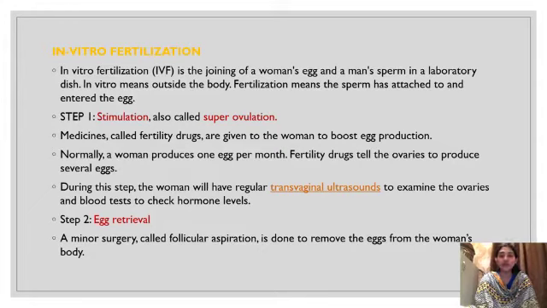Once superovulation is done, the egg retrieval procedure, which is step 2, is performed. What is done? A minor surgery is done to remove eggs from the woman's body, because now these eggs will be required for fertilization. And just because it is in vitro, fertilization will take place outside the body, so the eggs need to come out of the body, and they will only come out by a minor surgery. Here, the minor surgery is known as follicular aspiration. So from the follicles, the egg will be taken out.